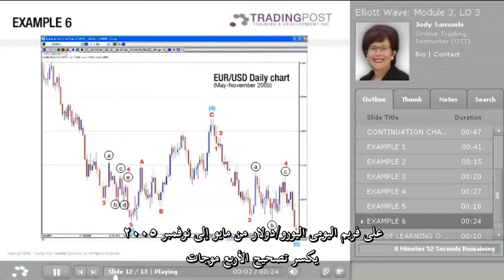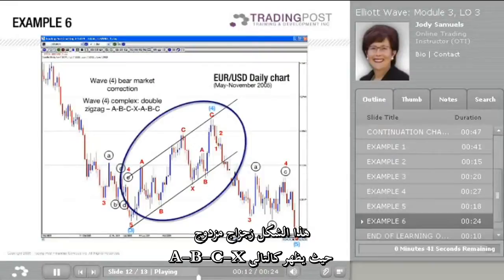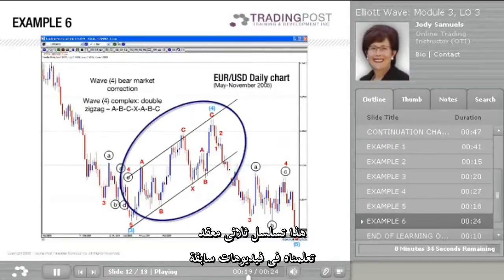This daily Euro-USD chart from May to November 05 breaks down this wave 4 correction, which corrects wave 3 of the larger sequence. This is a double zigzag with its ABCX ABC components. This is a double 3 combination that we learned about earlier.